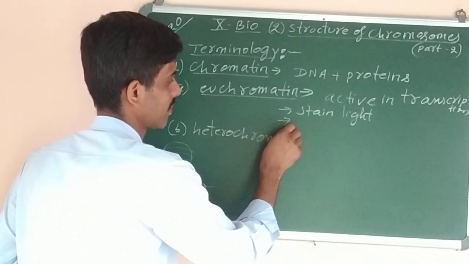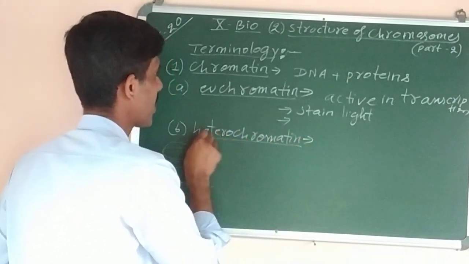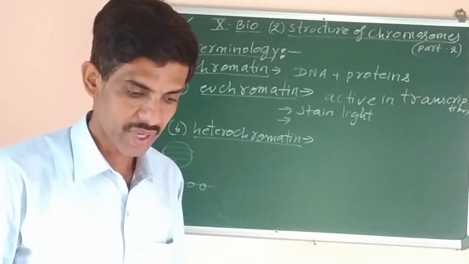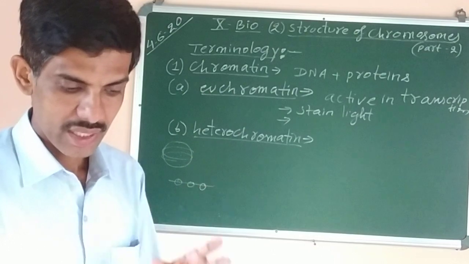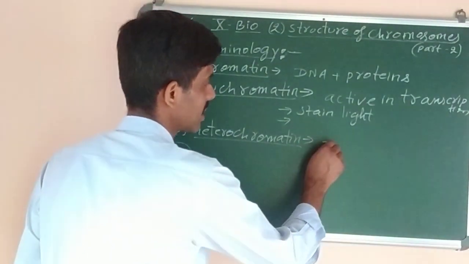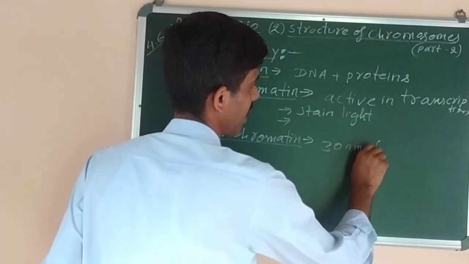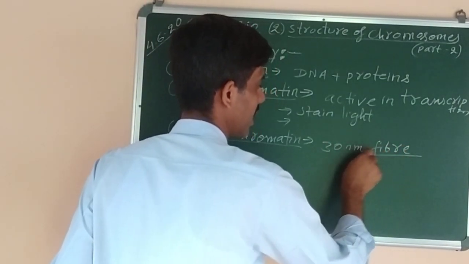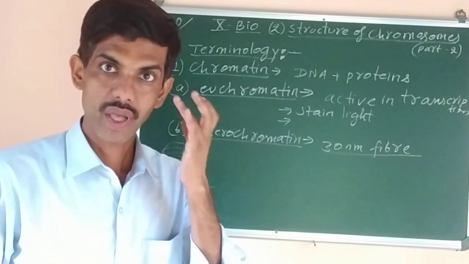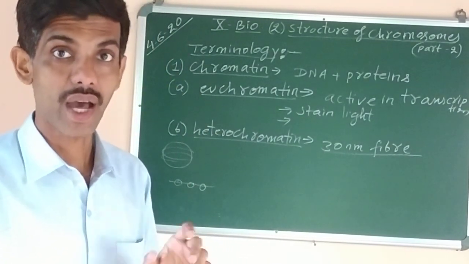Heterochromatin is that part of the chromatin which wraps into a 30 nm fiber. The fiber is formed by the wrapping of this chromatin network, and these regions stain darkly.